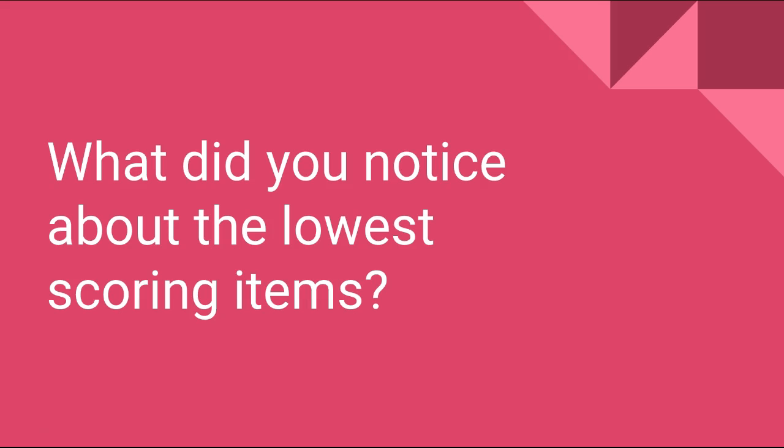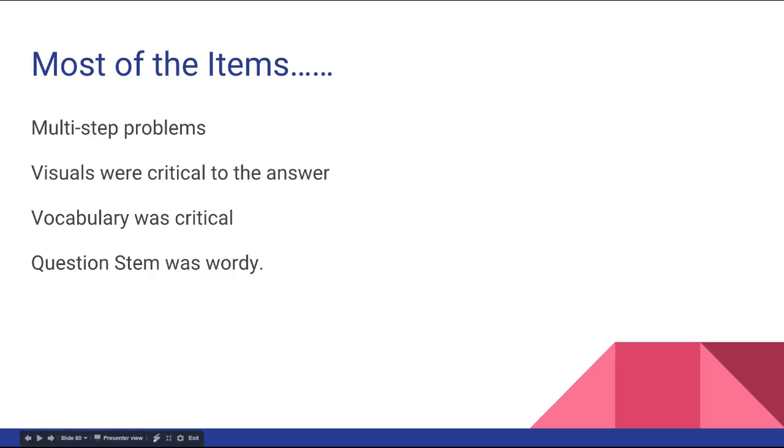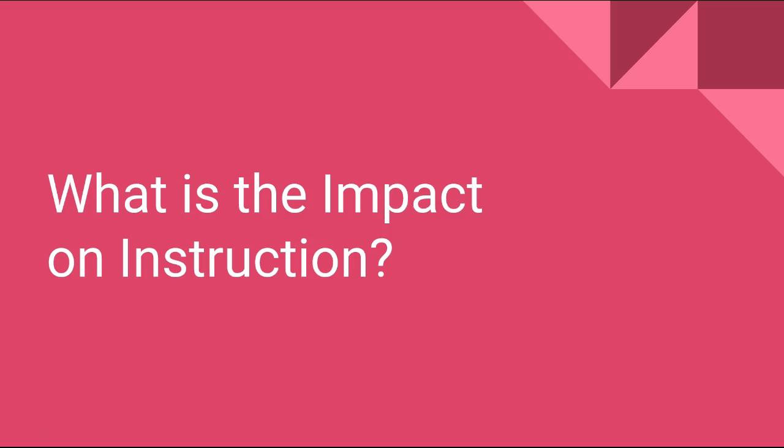So what did you notice about the lowest scoring items? If you like to pause and look back over them more slowly, you can. And when you look at them, notice that most of these items are multi-step problems. The visuals were really critical to the answer. They aided in helping to find the answers because they were multi-choice, multi-step problems. The vocabulary was critical in most cases, and the question stems were a little bit more wordy than you saw earlier with the higher scoring items.